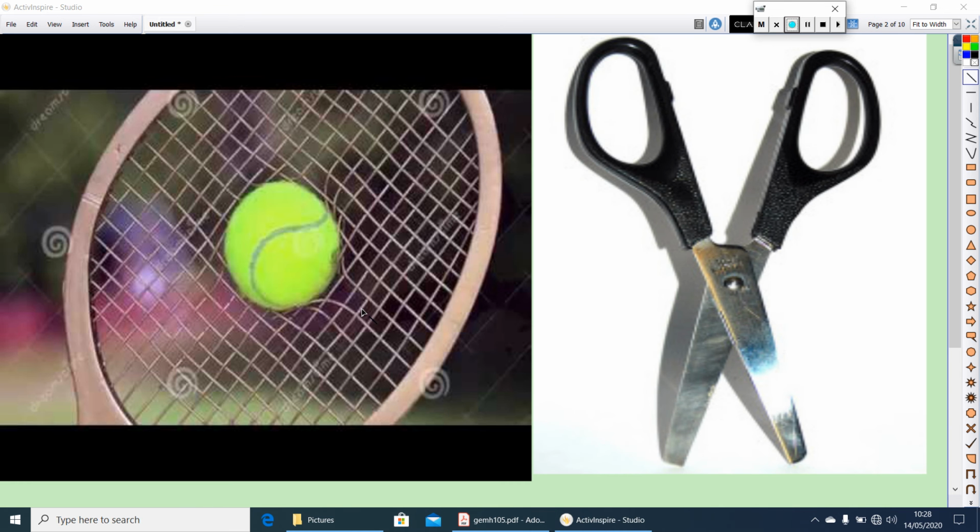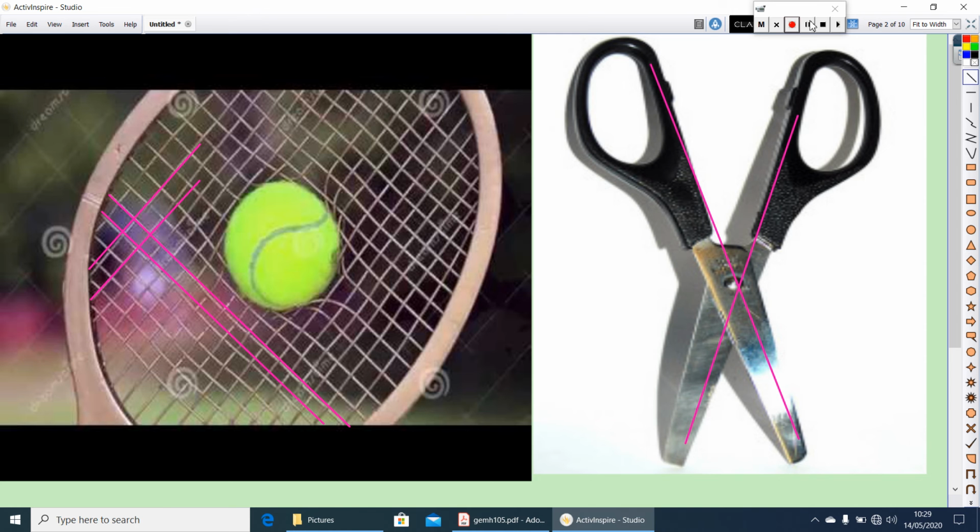Here you have two pictures. One is a racket, another is a scissors. Can you find out anything in common in these two figures? Let me see these girls. All these girls, you can see they are crossing each other. Similarly here, the scissors also crosses. This gives the idea of intersecting lines.